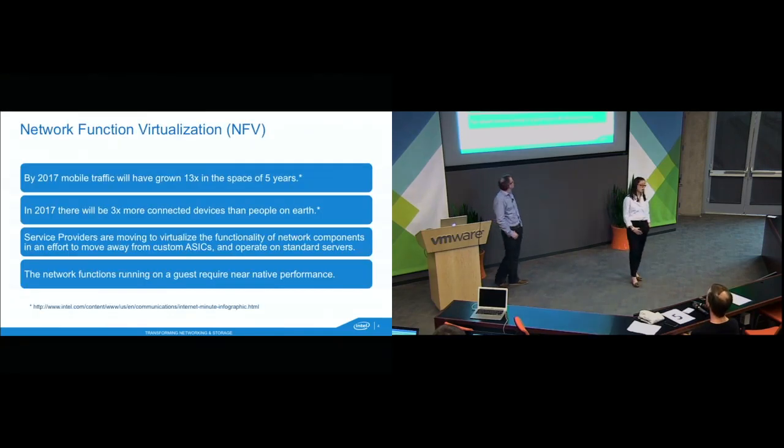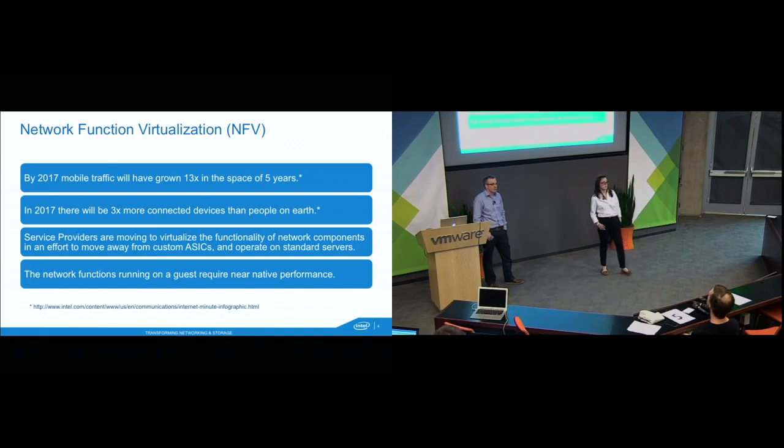Well, exploding traffic is creating unprecedented demand on the network. By 2017, mobile traffic will have grown 13x in the space of 5 years. And in 2017, there will be 3 times more connected devices than people on Earth. As such, service providers are looking to NFV as a means of reducing their costs and a way of enabling them to deliver more flexible and agile networks that allow them to also deliver more services to their clients.